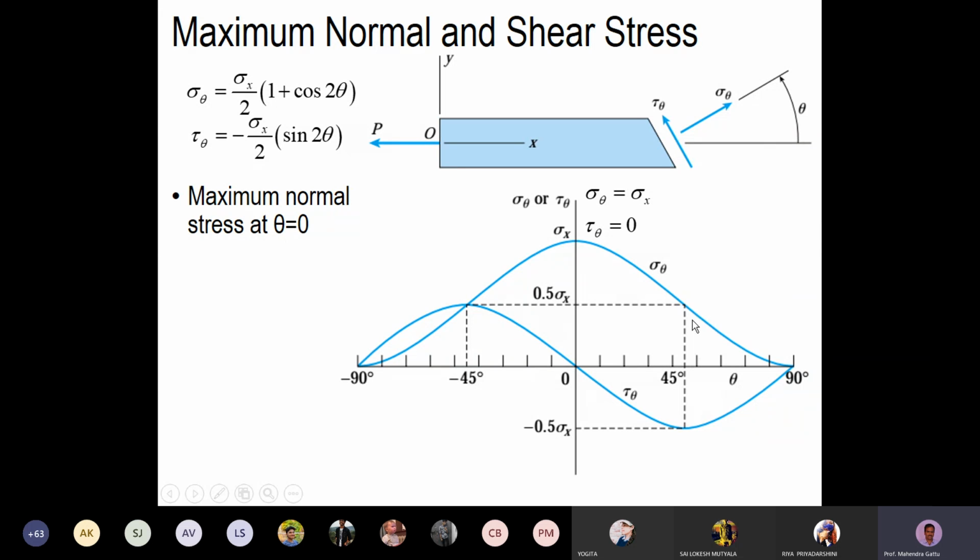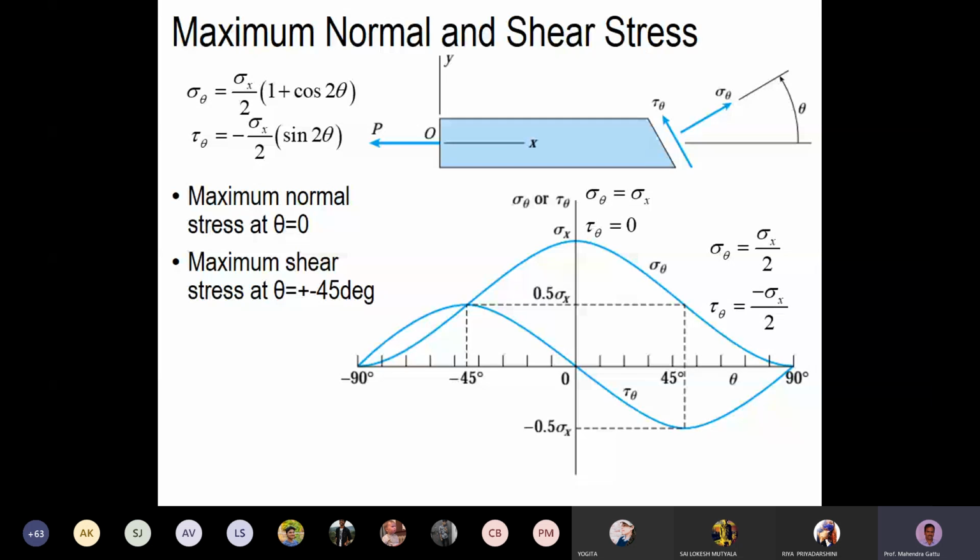And what is the corresponding normal stress for this plane which is inclined at pi by 4? So the corresponding normal stress is given by this term, and that term is also equal to sigma x by 2. So if you put theta is pi by 4, we'll get cos pi by 2. Cos pi by 2 is 0, and we'll have sigma x by 2. Okay, so this is the maximum shear stress and the corresponding normal stress, and maximum shear stress occurs at theta is pi by 4.